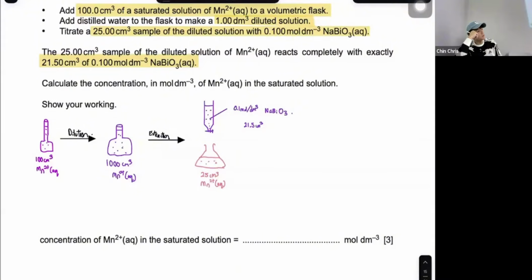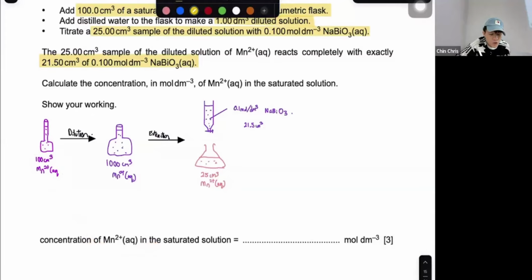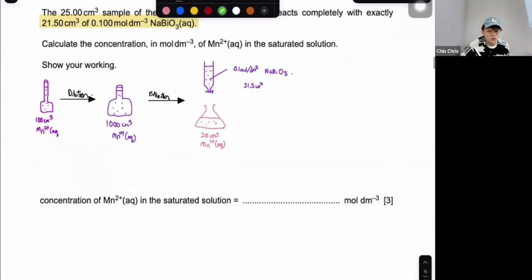Alright, guys, what's done? Next. Here, you have to start calculating the concentration. They want you to calculate the concentration in the saturated solution here. Guys, with this type of question, you have to go backward. So, I want you to label this as A, this as B, this as C, and this as D. Put A, B, C, D here. Understand? Put A, B, C, D, guys.